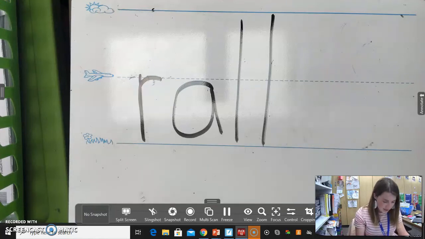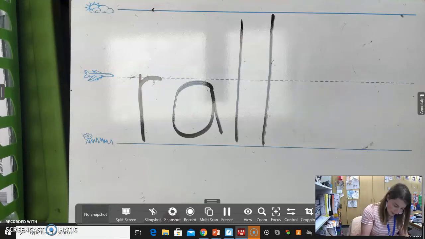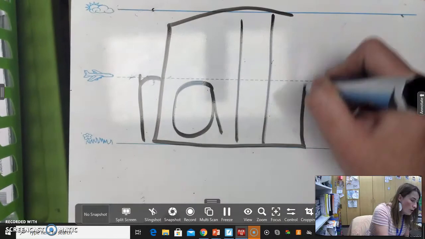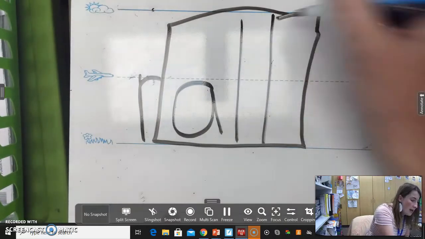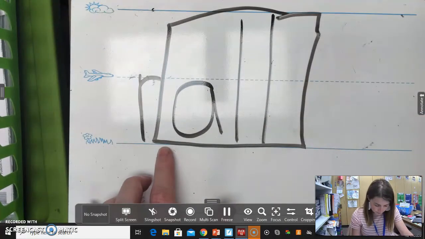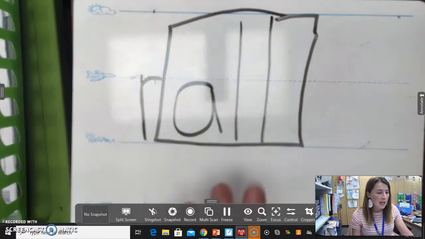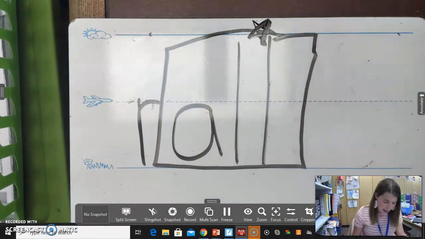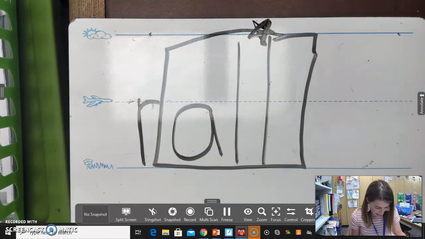This is a glued sound. To mark this, I would put a box around the A-L-L. When you mark a glued sound, you put a box around it. But it needs one more thing. It has a bonus letter, so I'm also going to put a star above the L. Good job. All right, let's do another one.